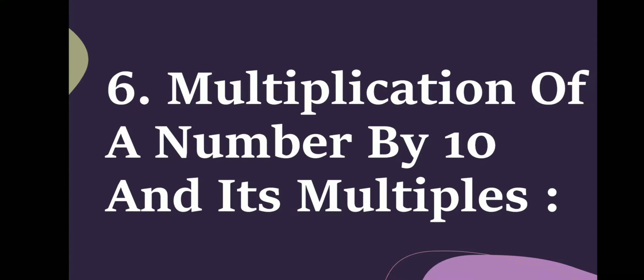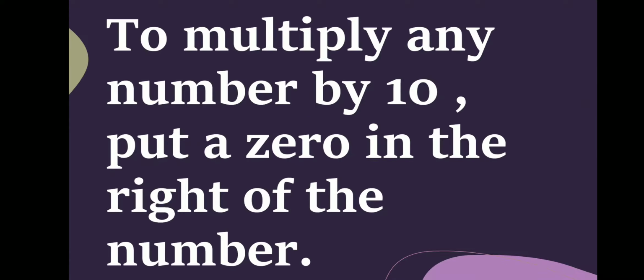Third property, multiplication of a number by 10 and its multiples. Multiples means 10, 100, 1000, 10,000 and so on. To multiply any number by 10, put a 0 on the right of the number. Now what is this? On the right of the number?